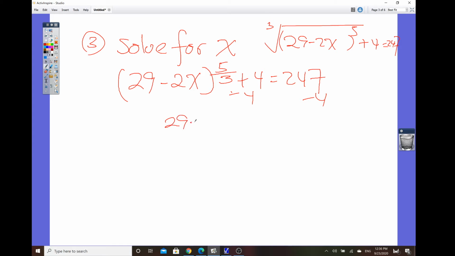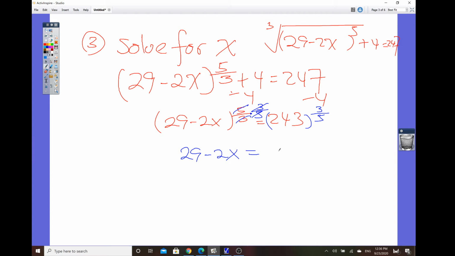So what we got is (29 minus 2x) to the power of 5/3 equals 247 minus 4, then that'll be 243. And now for the exponent, in order to get rid of the exponent, you want to multiply the power by the reciprocal of 5/3, which is 3/5. Again, on both sides, multiply the power by 3/5. And then this one can cross cancel. And what we got is 29 minus 2x equals 243 to the power of 3/5.